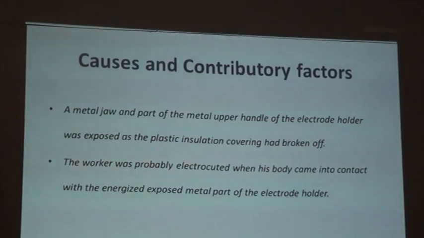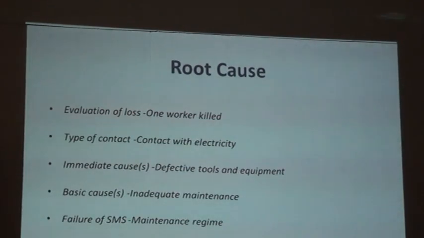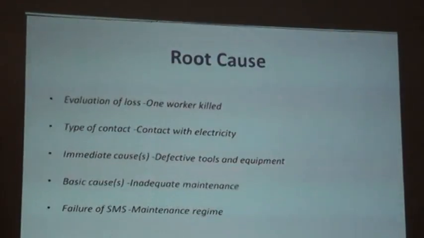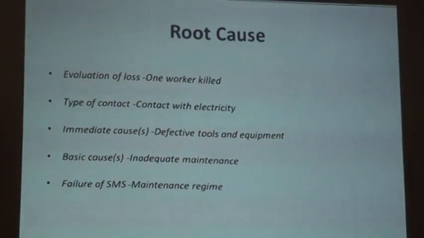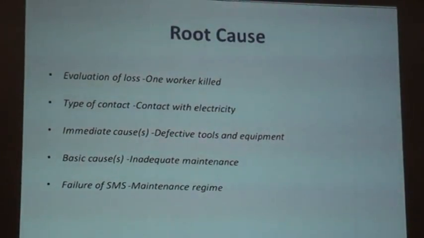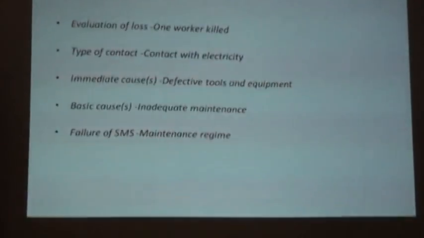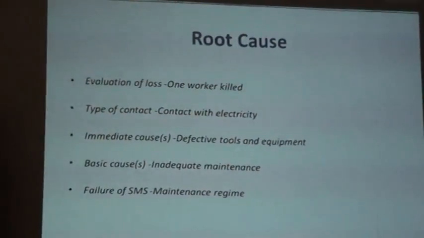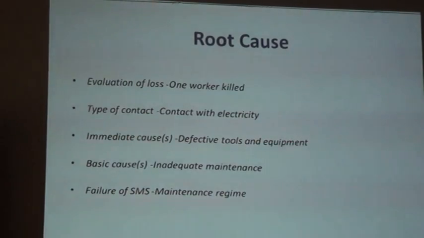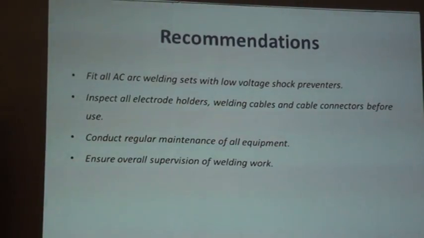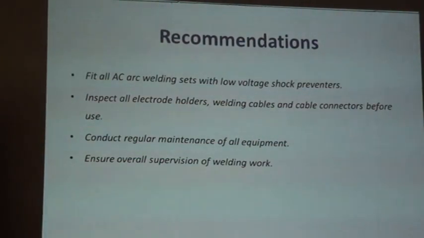Okay? So defective tools and equipment, inadequate maintenance, again the maintenance. So inspection has not been properly done. We have the checklist, we have everything to do, but we still fail to do that. Fit all the arc welding sets with low voltage shock preventers, inspect all electrode holders, welding cables and cable connectors before use, conduct regular maintenance of all equipment, ensure overall supervision of it.